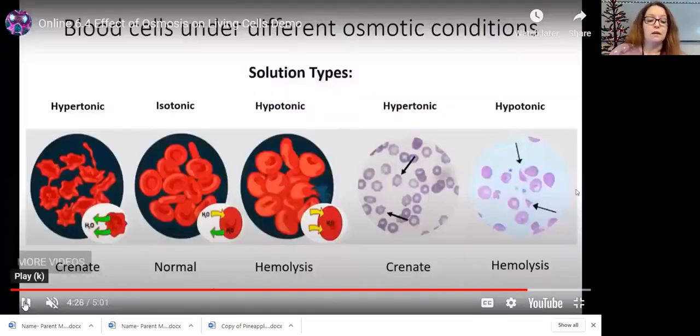So here in a hypertonic solution, we have crenation. The water has moved out of the cell to dilute the surrounding solutes. Here we have nice, happy donut-shaped cells like they should be. And here we have swollen and lysed cells. You can see this one is burst. And that is because the water has flowed into the cell to dilute the solutes on the inside of the cell. So this is what tonicity is.